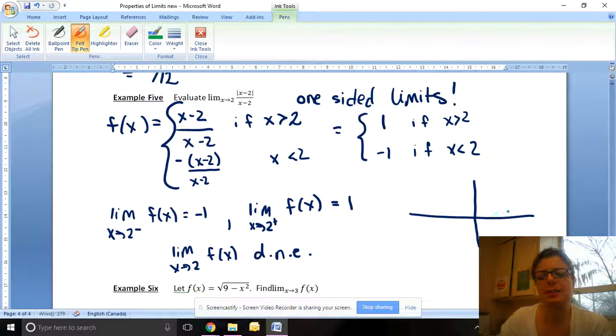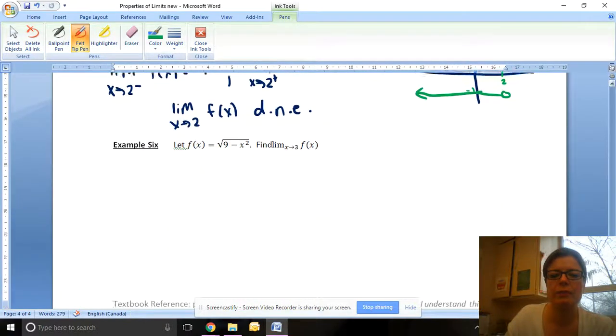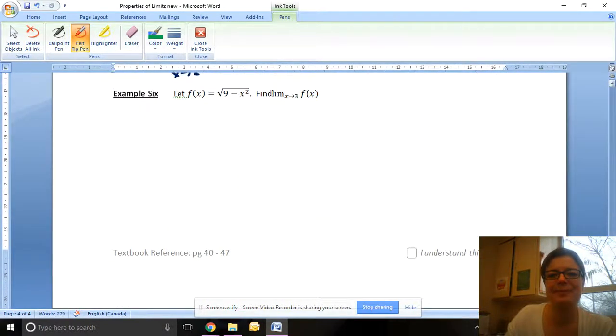Here's your x value of 2. You would have an open dot here and going this way at 1. And this is negative 1. You would have an open dot here going this way. That's what it would look like. So the limit does not exist. All right, one more example.